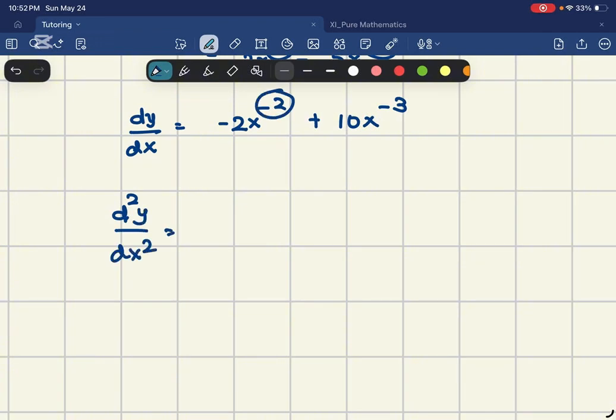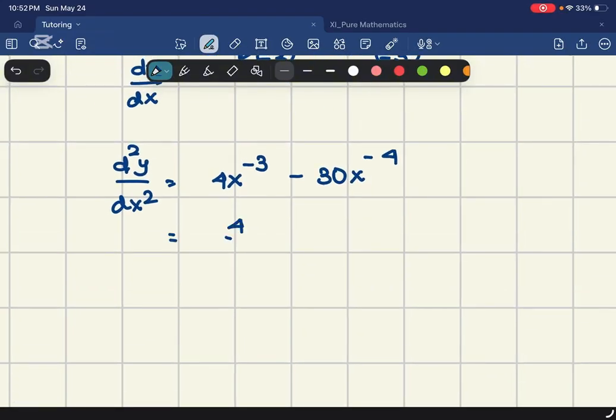And that is going to give us minus 2, you bring to the front, you're going to get 4, x to the power minus 2 minus 1 is negative 3. And similarly, you bring negative 3 to the front. You're going to get 10 times negative 3 is negative 30. Plus minus is going to give you minus, x to the power minus 4. And that is going to be your final solution. 4x cubed minus 30 x to the power 4.